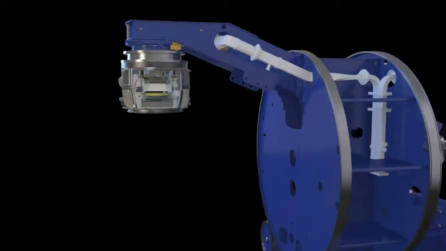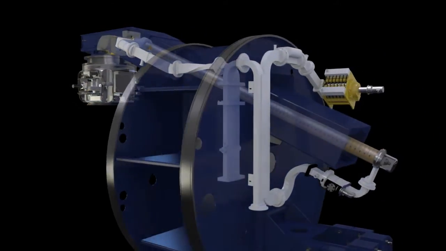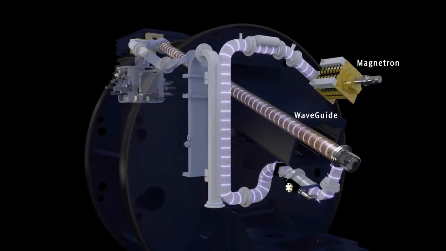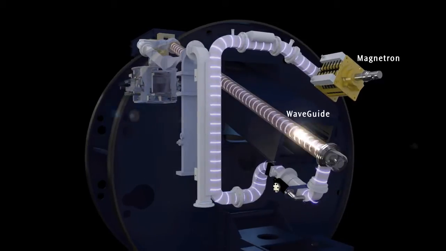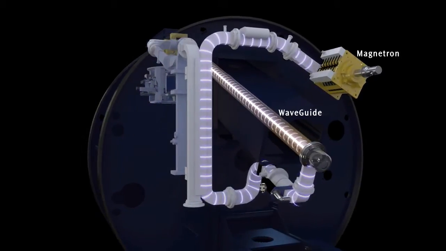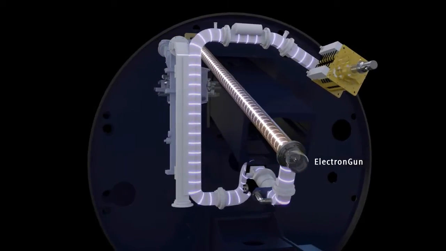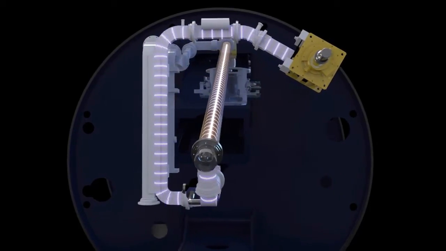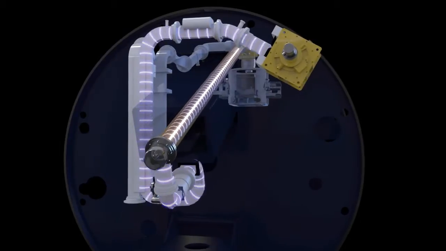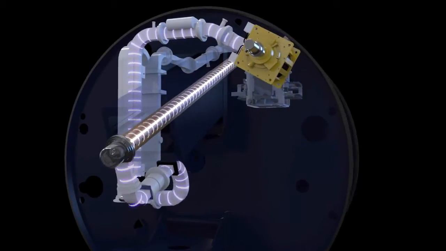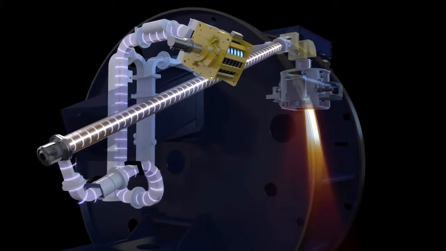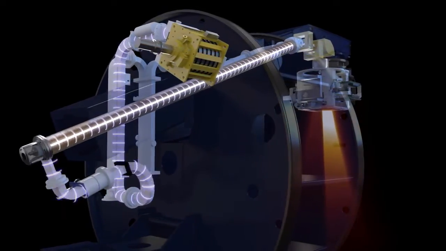Beam generation. Radio frequency waves are pulsed into the waveguide by the magnetron. This is synchronized with the injection of electrons into the waveguide by the electron gun. The radio frequency waves accelerate the electrons along the waveguide to a speed approaching the speed of light. The X-ray beam is created when the electrons hit and interact with a tungsten target at the opposite end.